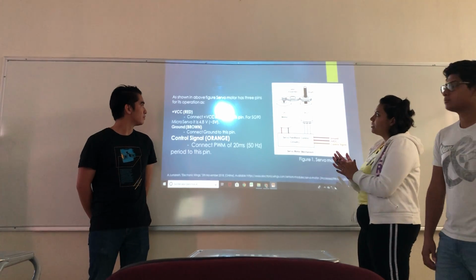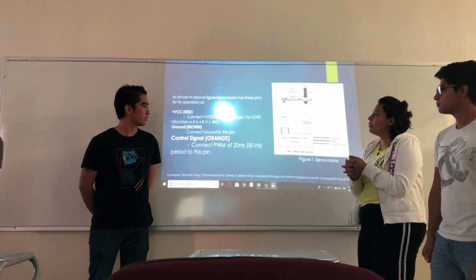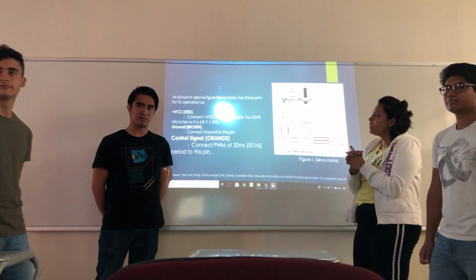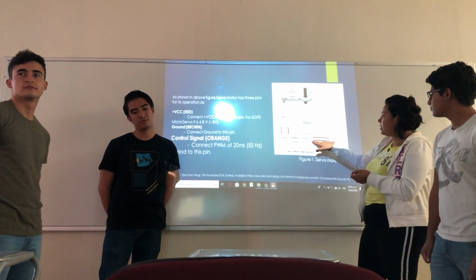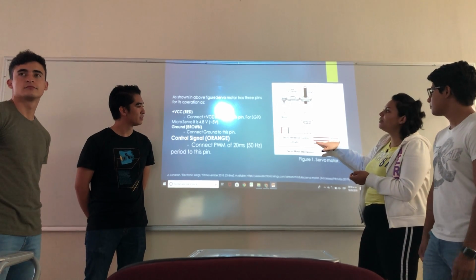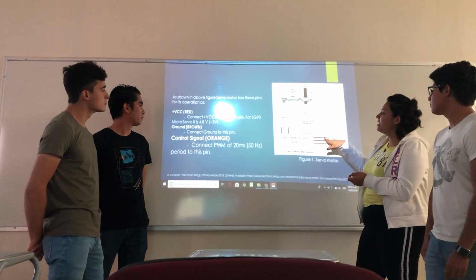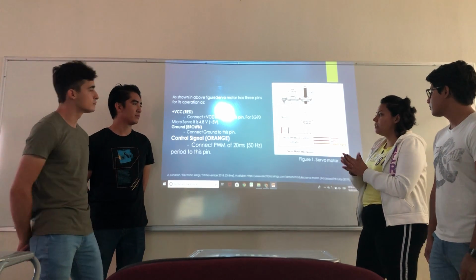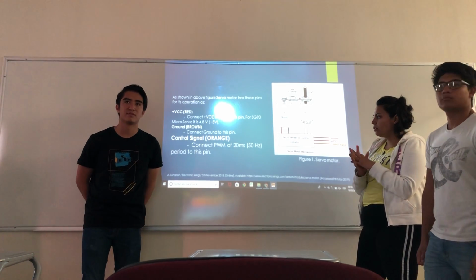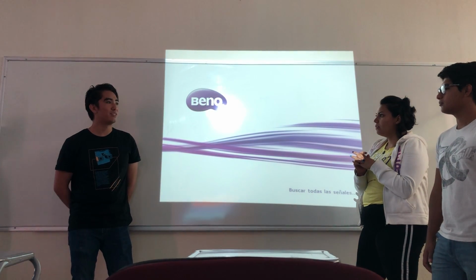And in this image is shown an example of a servo motor in which the VCC or the voltage is the red color, the ground is the brown, and the control signal is the orange. Now, configuration of servo motor.